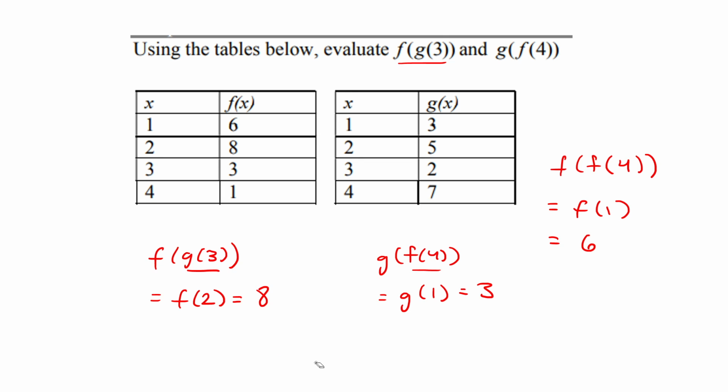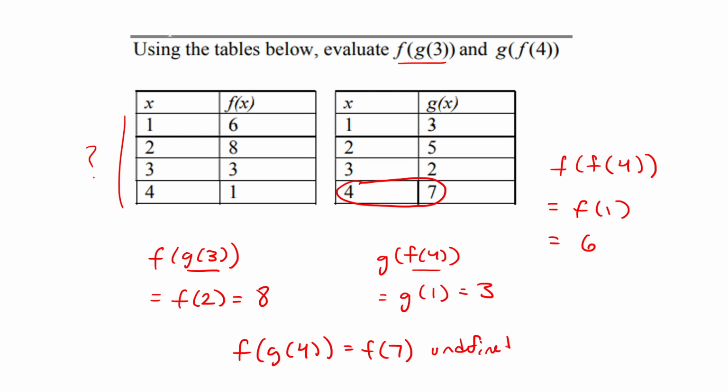And one other thing that can happen sometimes when you're composing with tables, so let's make this work out. If I do f of g of 4, you would look at the table, g of 4 is 7, but f of 7, I don't know. That's not in my table. So we would simply say that that is undefined. Maybe it has an answer, but based on the information that we have, we don't know. So that's the best we can say. All right, so that's doing it with a table.